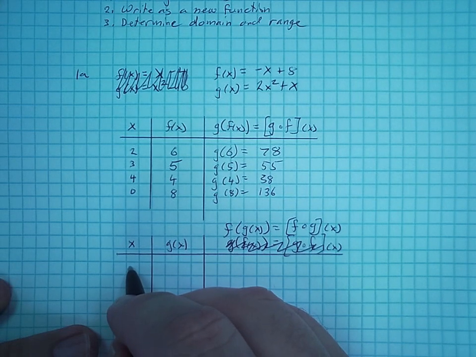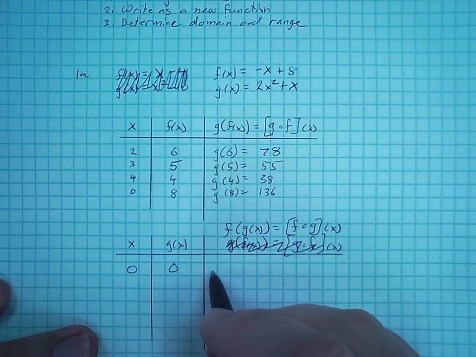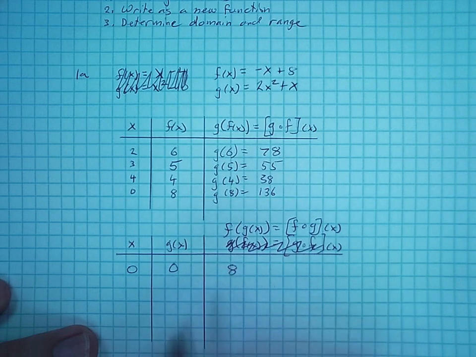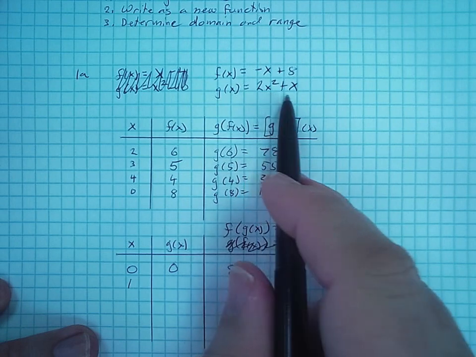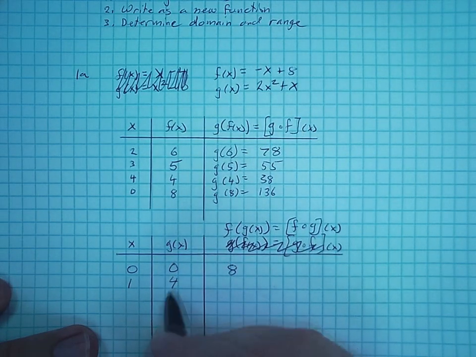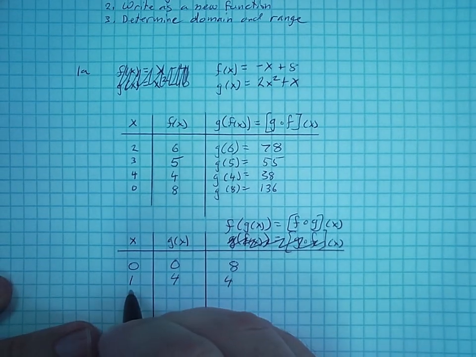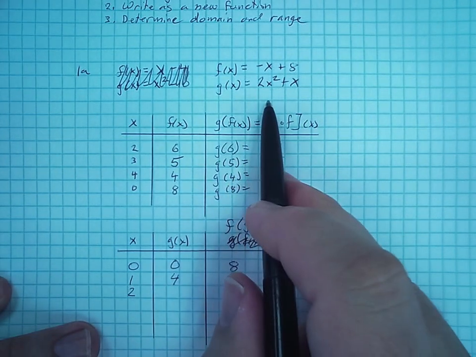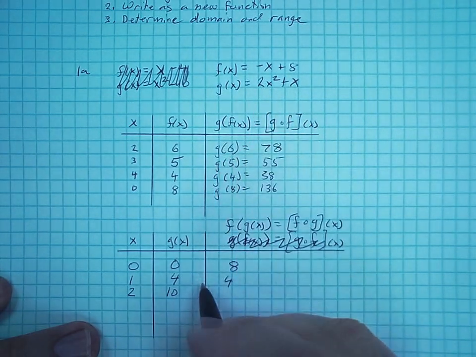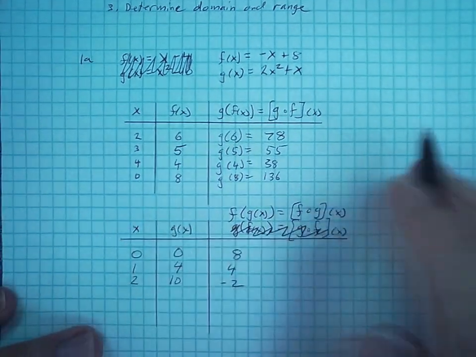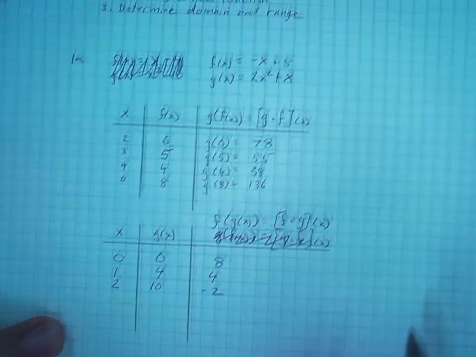So I'll start with 0. If I stick 0 into g, I get 2 times 0 plus 0, which is 0. I stick 0 into f, I get 8. If I stick 1 into g, I get 2 times 1 plus 1, which is 3. If I stick 3 into f, I get 5. I'll do 2. So if I stick 2 into g, I get 8 plus 2 is 10. And if I stick that into f, I get negative 2. So here, point by point, you just stick it into the first one, but you take the answer to that and stick it in the second one. You don't stick x into both of them.